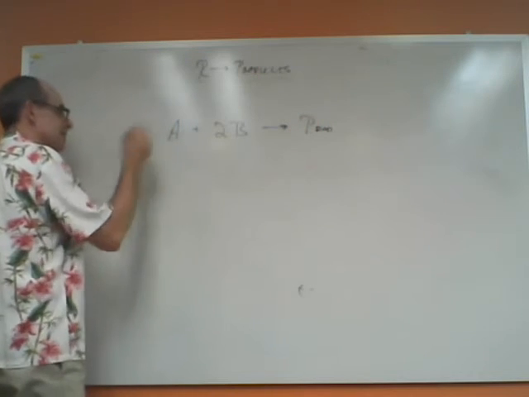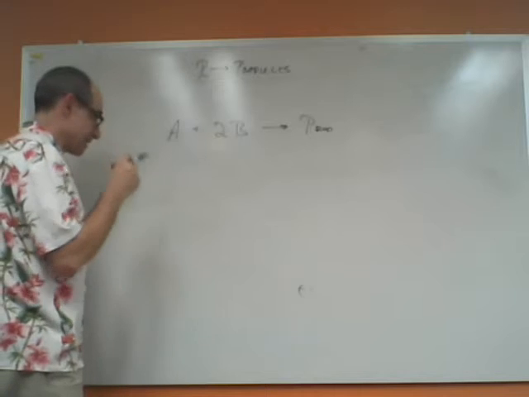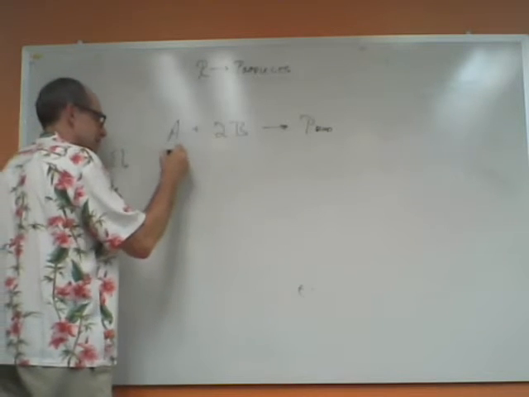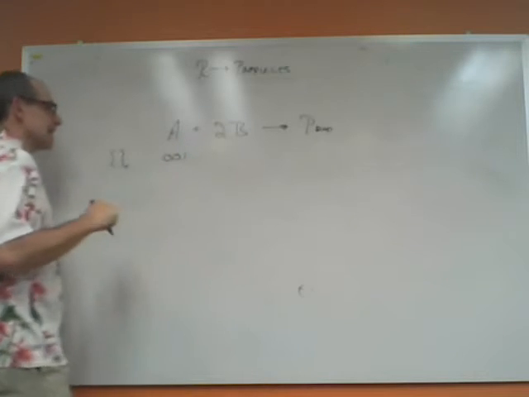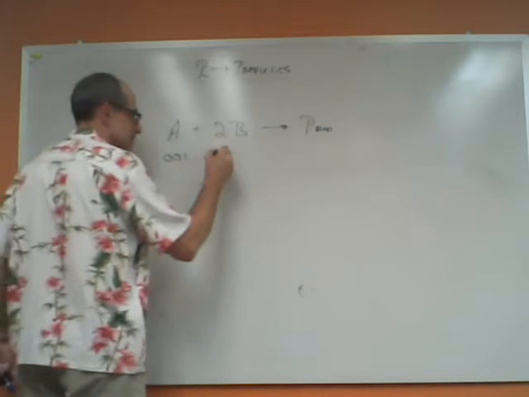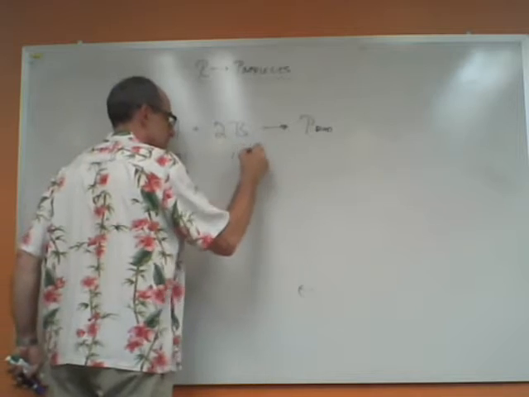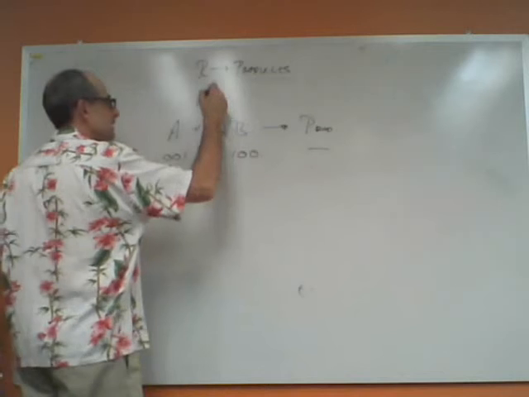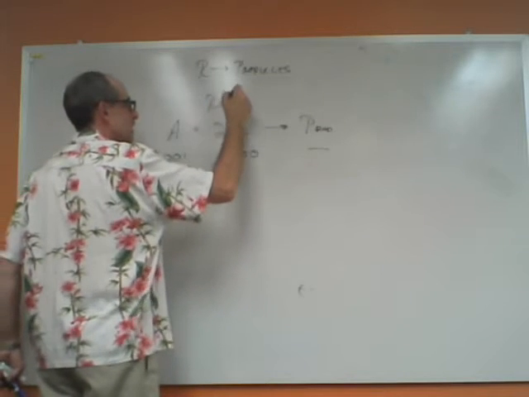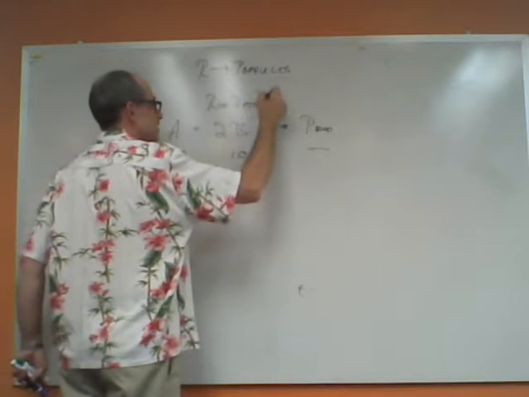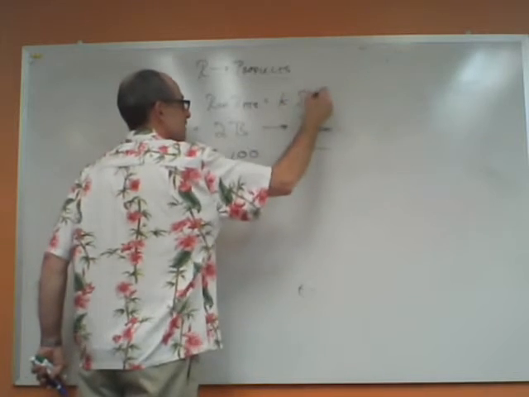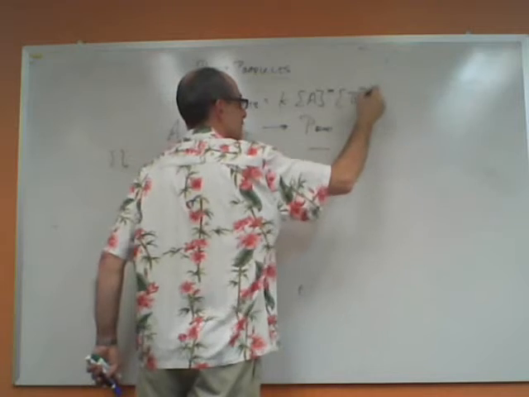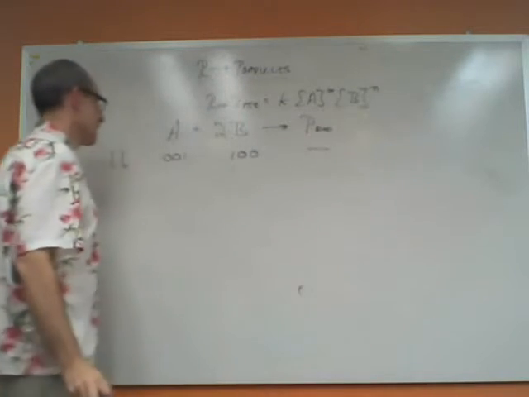And I'm going to set up a chemical reaction where my initial concentrations might be 0.001 molar in A and 0.1 molar in B. And I don't care about the products. Again, my rate law would be reaction rate is K times the concentration of A to some power times the concentration of reactant B to some other power.